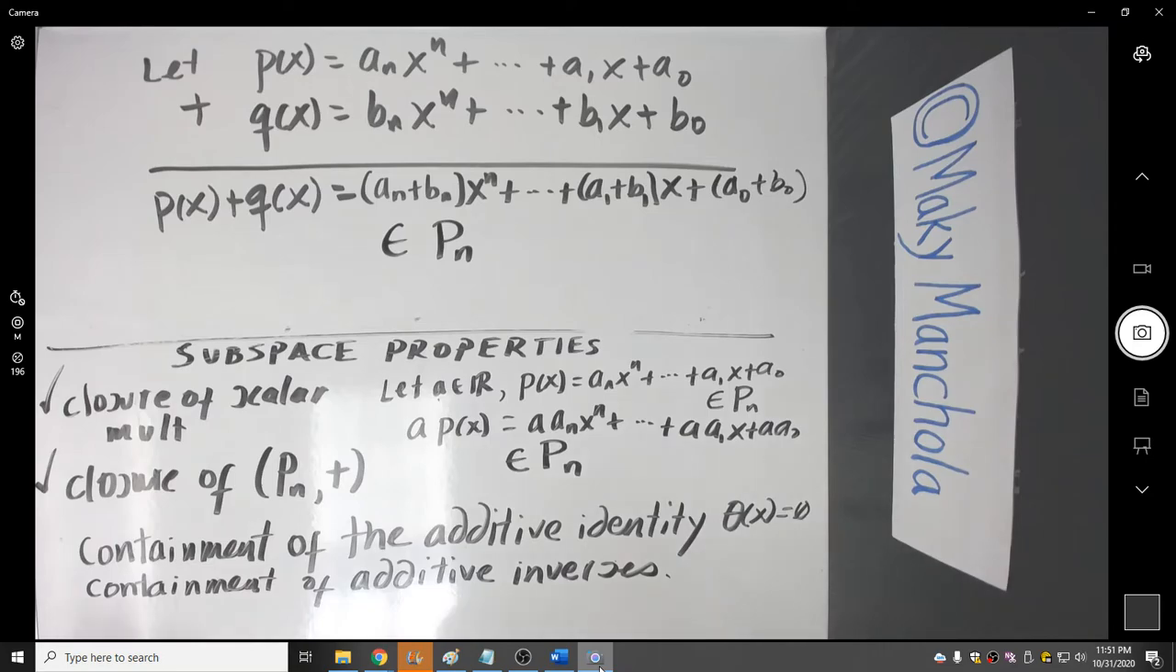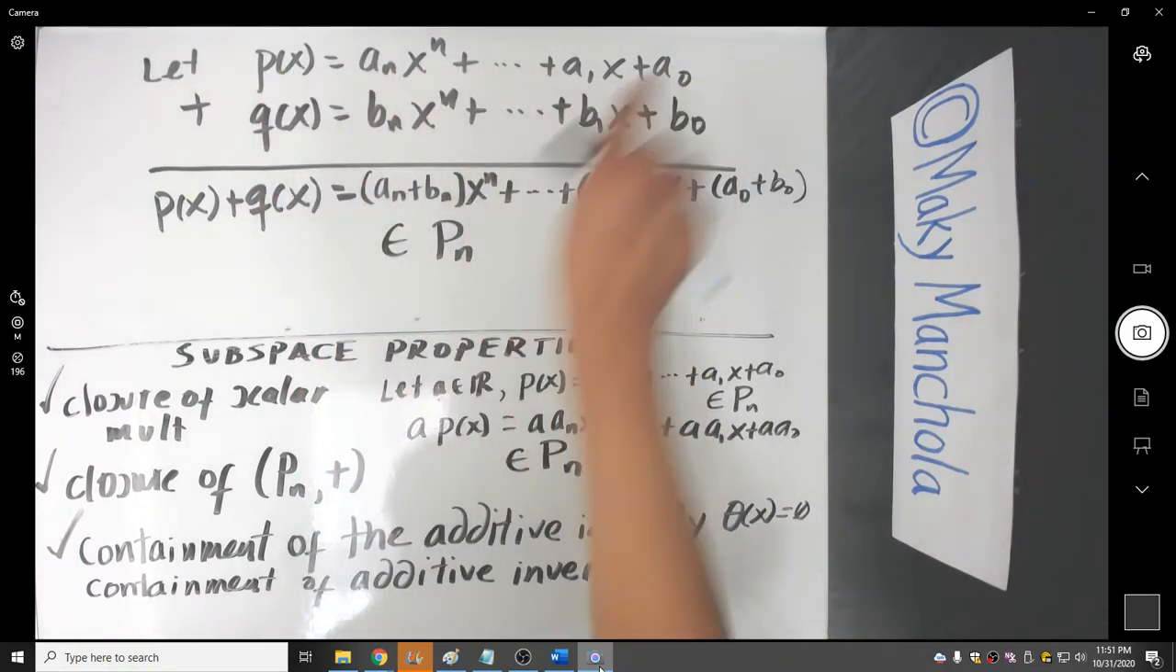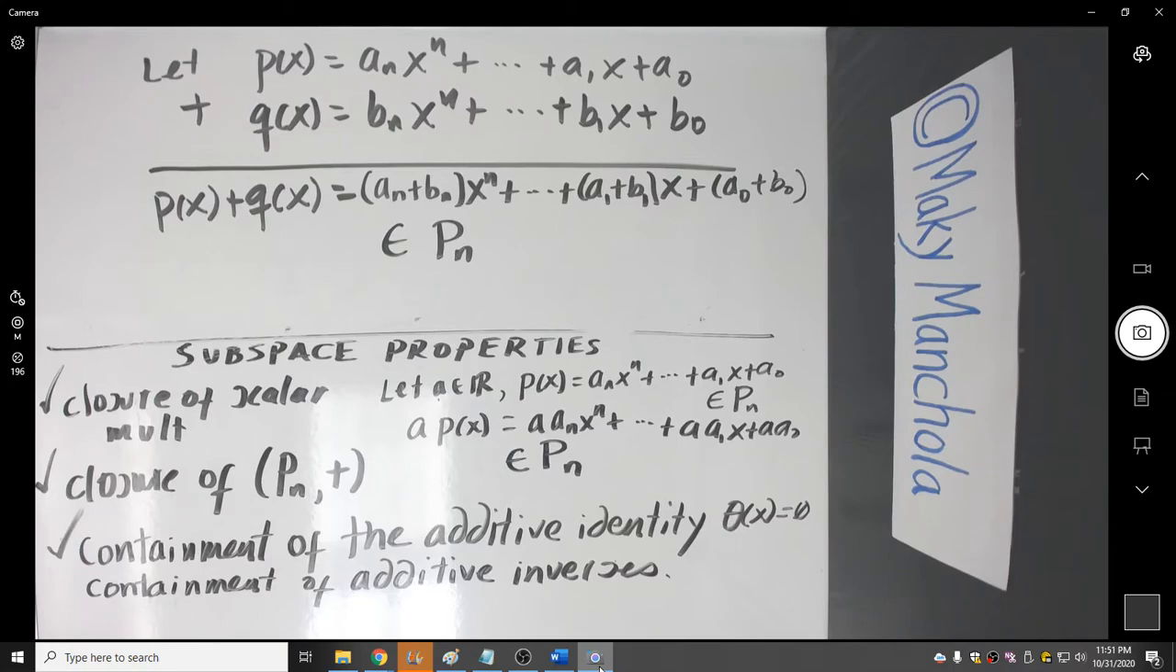Once again, the function theta of x equals 0 is a polynomial of degree 0. It's a constant function, a polynomial of degree 0. So checked. Pn, the set of polynomials of degree n or less, contains that function, and that's the additive identity. If I take 0 and add it to a polynomial of degree n or less, I'm just going to get that polynomial.